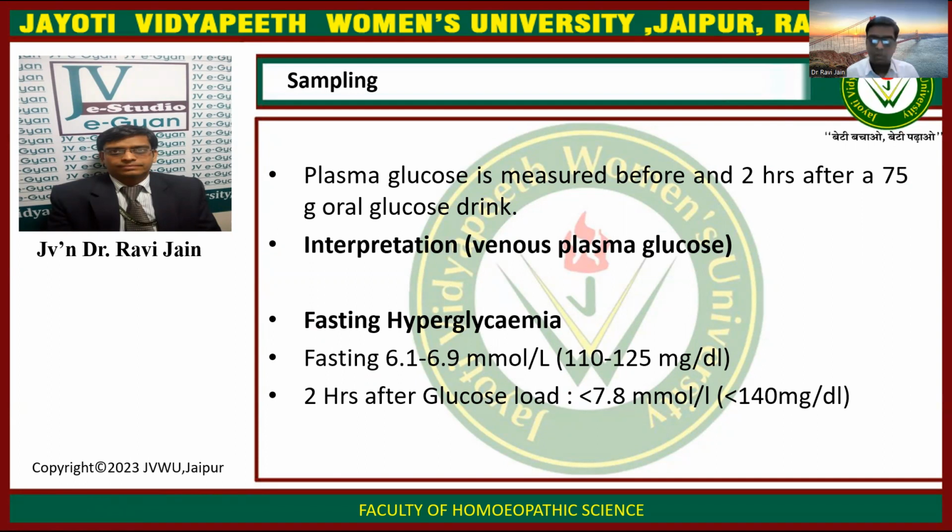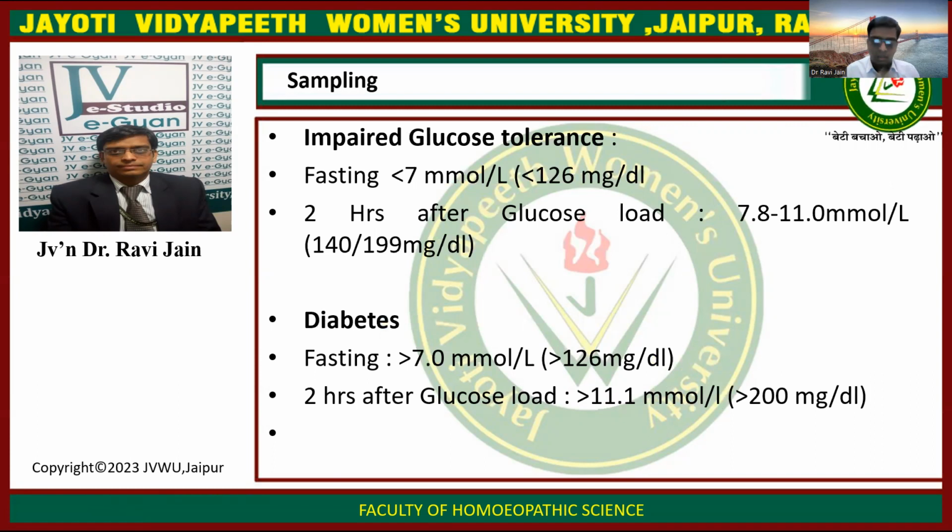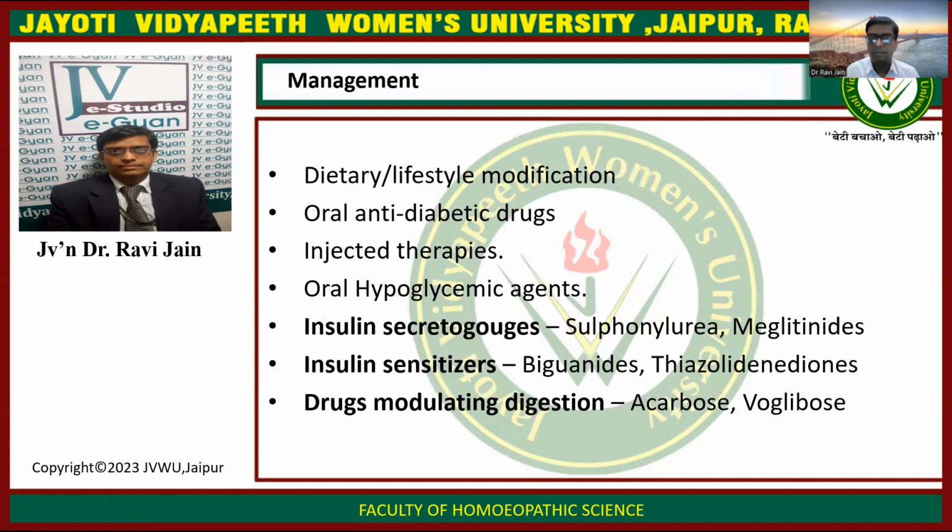The interpretation of the plasma glucose: normal fasting sugar level is from 120 to 125 mg per dl, and 2 hours after glucose load, it should be less than 140 mg per dl. In case of impaired glucose tolerance, the fasting is less than 126, and after 2 hours, it is 140 to 199 mg per dl. In case of diabetes mellitus, the fasting glucose level is more than 126 mg per dl, and 2 hours after glucose load is more than 200 mg per dl.